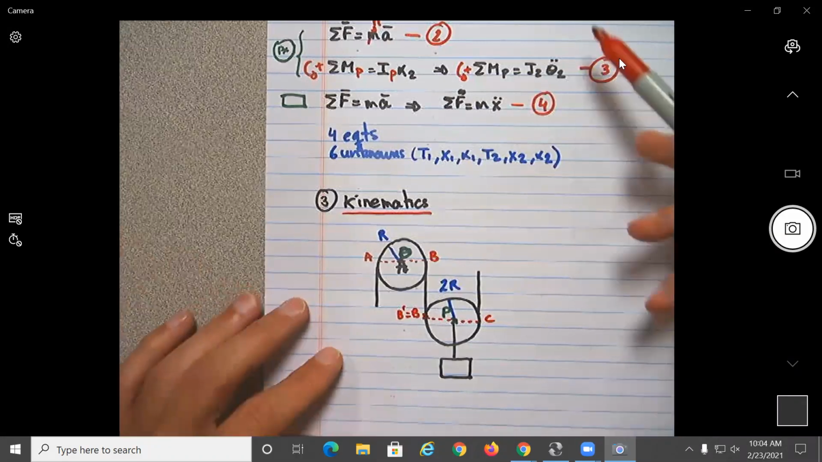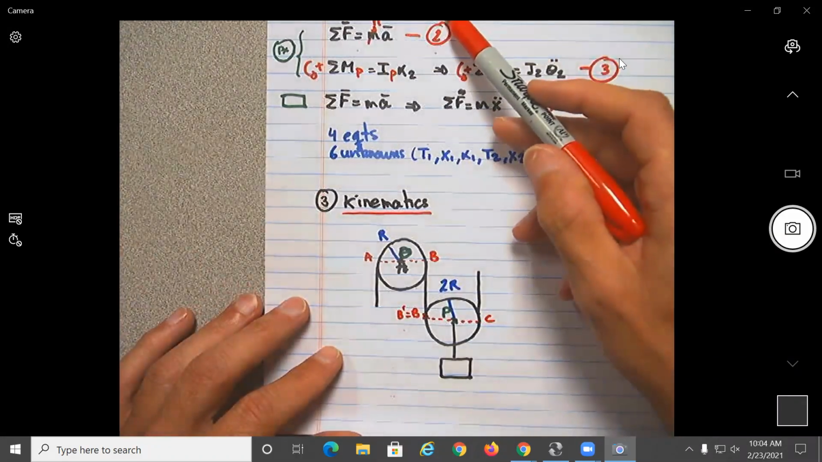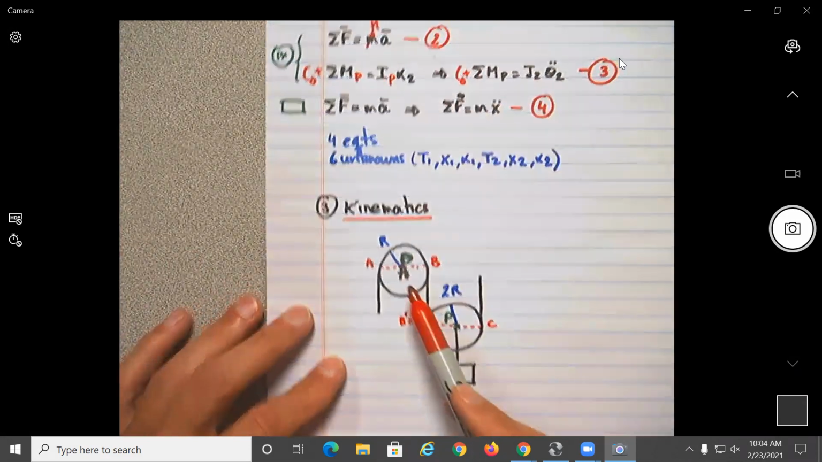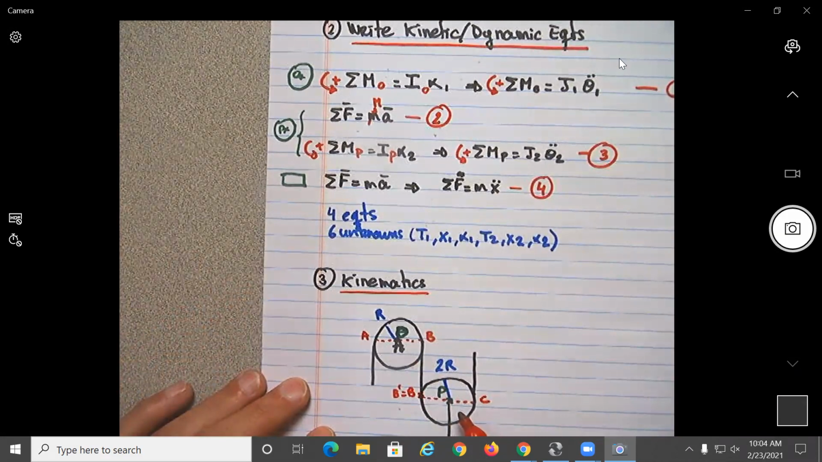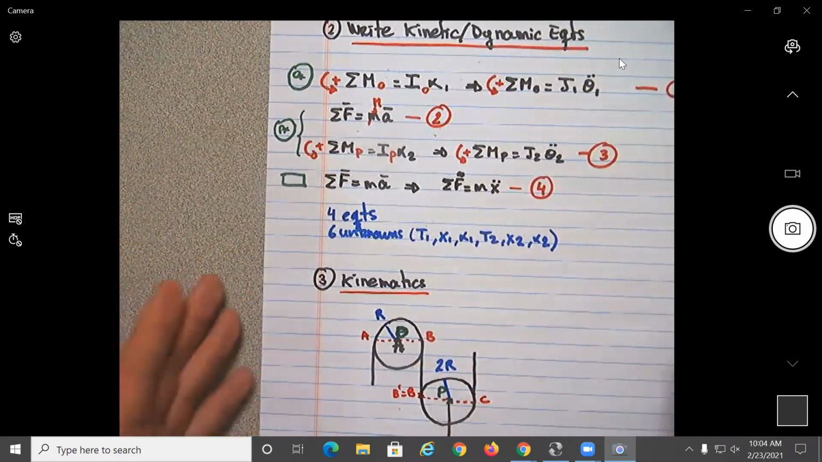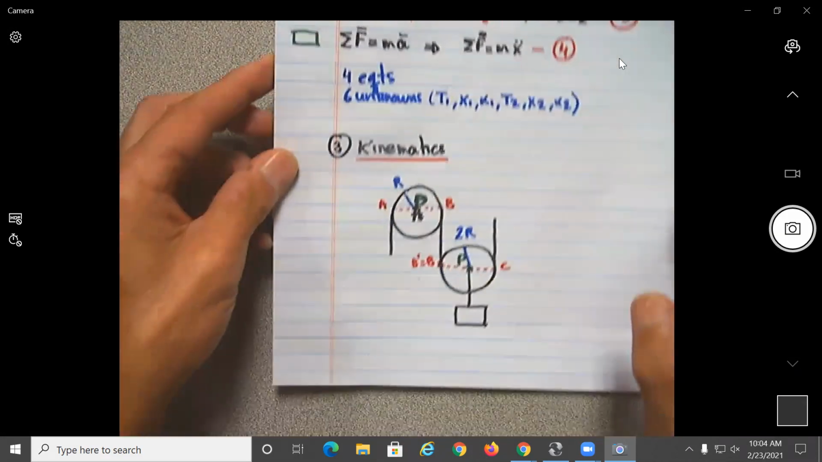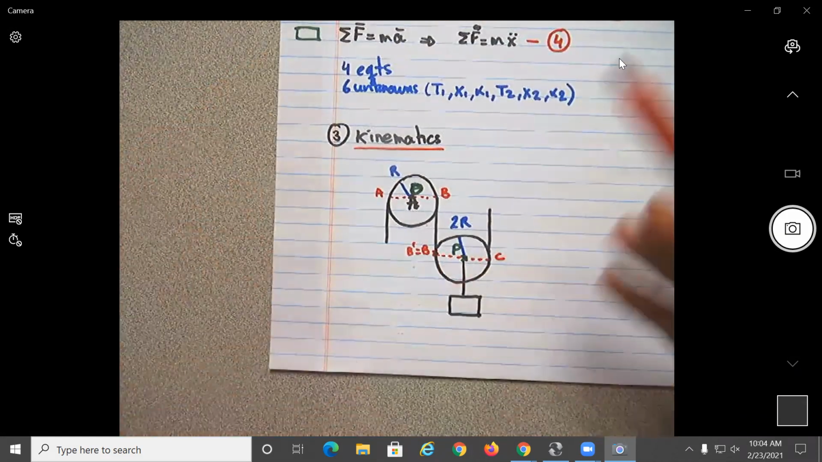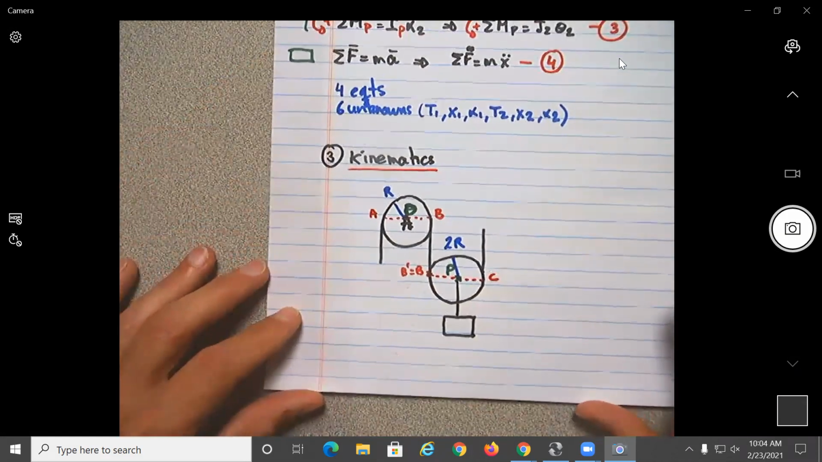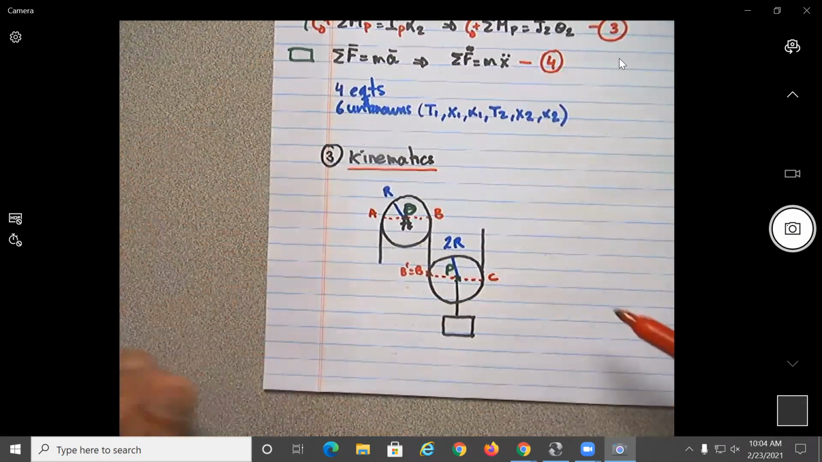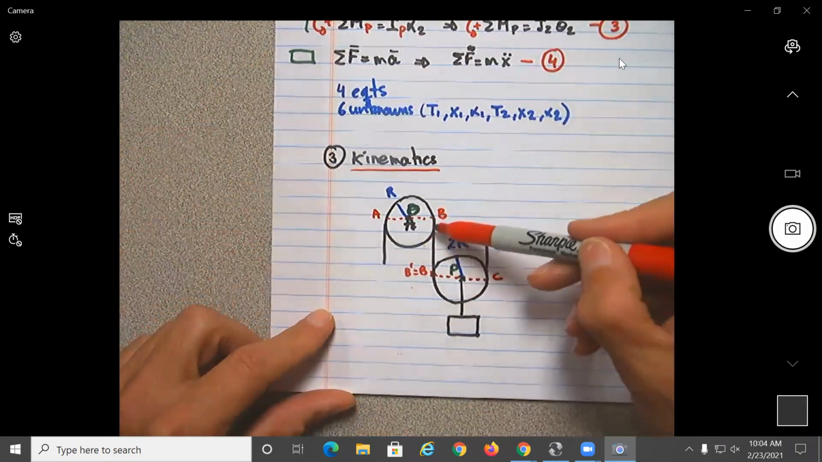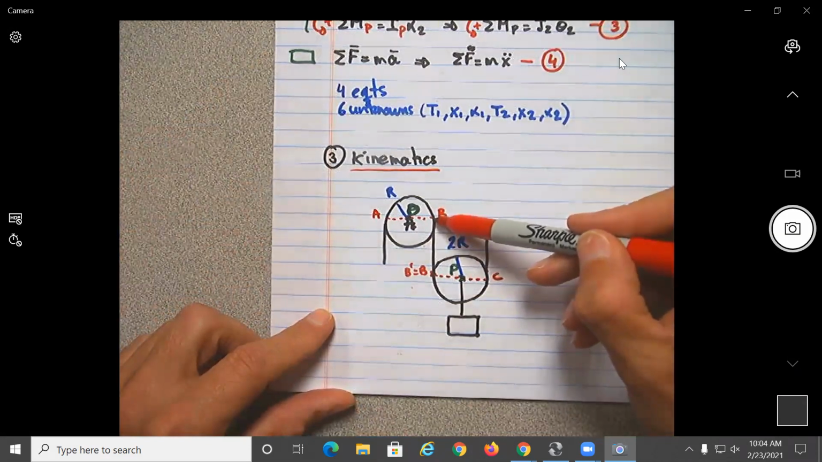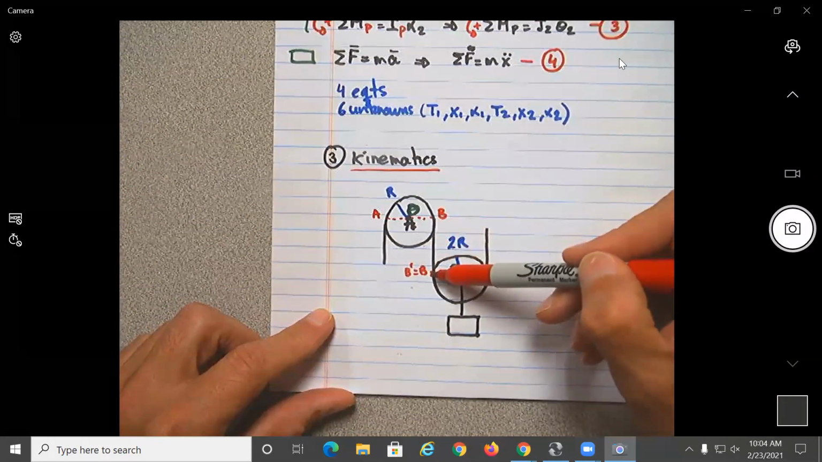We need to find first a relation between the alpha of this pulley, which is on this equation, and the alpha of this one, correct? If you remember from dynamics, how can you find the relation between two different rigid bodies? You need to find the location that they have in common, no? What is the location they have in common, those two pulleys? This point here. The behavior of this point is going to be the same as this one, no?